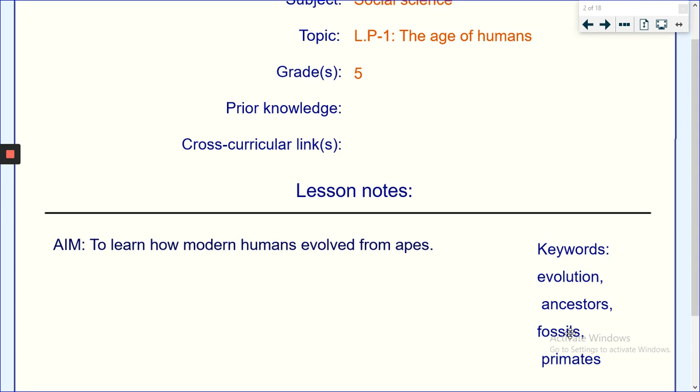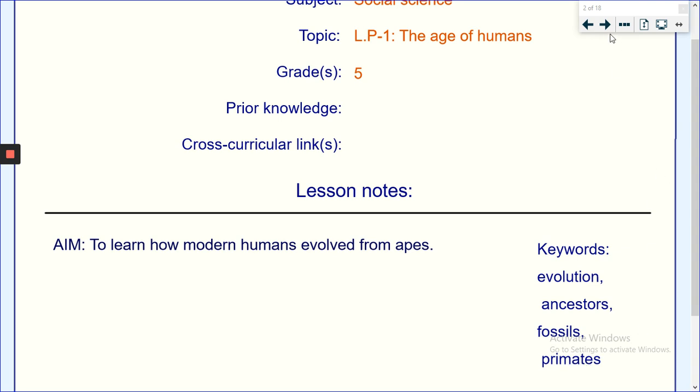Fossils. What do you understand by the meaning of fossils? Fossils means like if dinosaurs died, the remains, pieces of bones. Yes, very good. Clap for Alina. Fossils are the remains of humans, like bones, teeth, skulls. That is called fossils. What are primates? Primates is a group of animals that includes chimpanzees and monkeys. They are known as the primates.